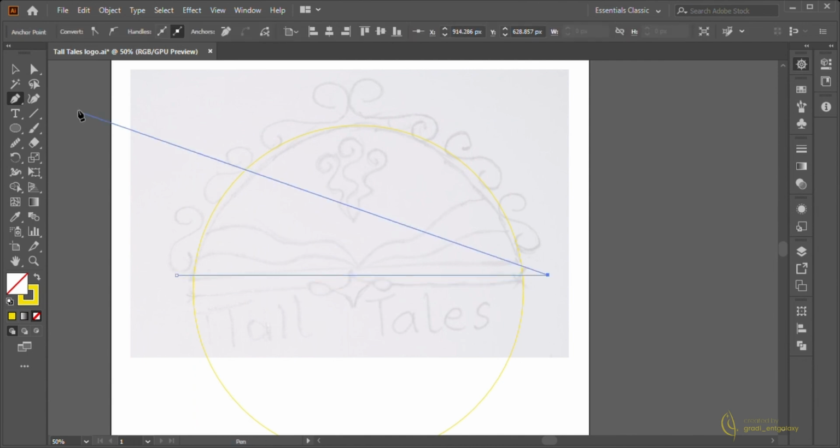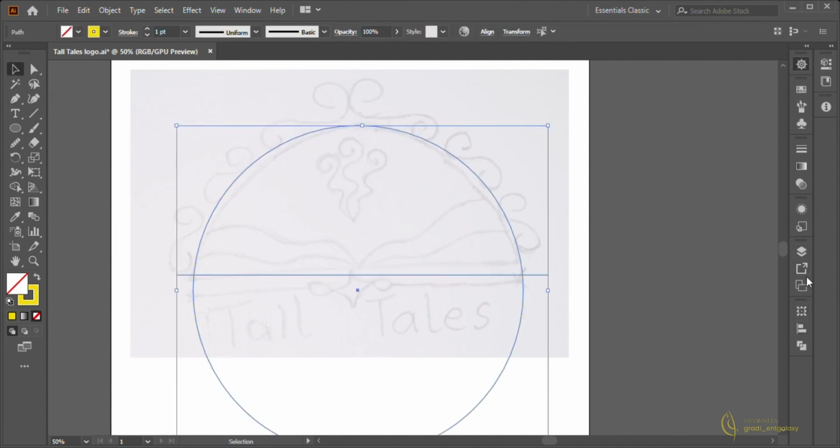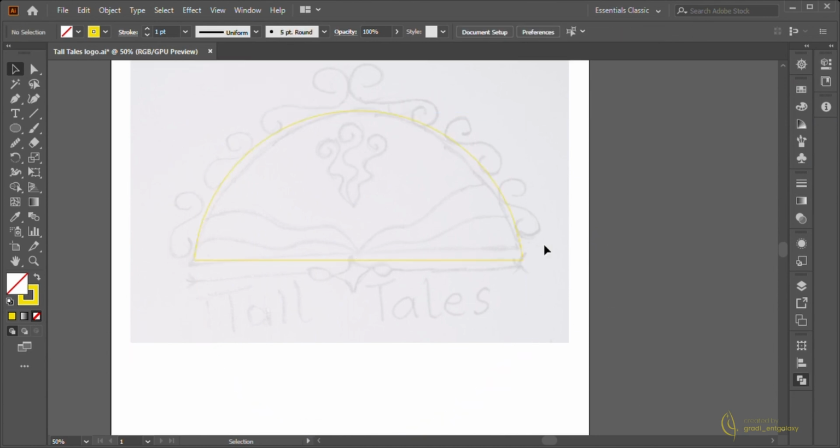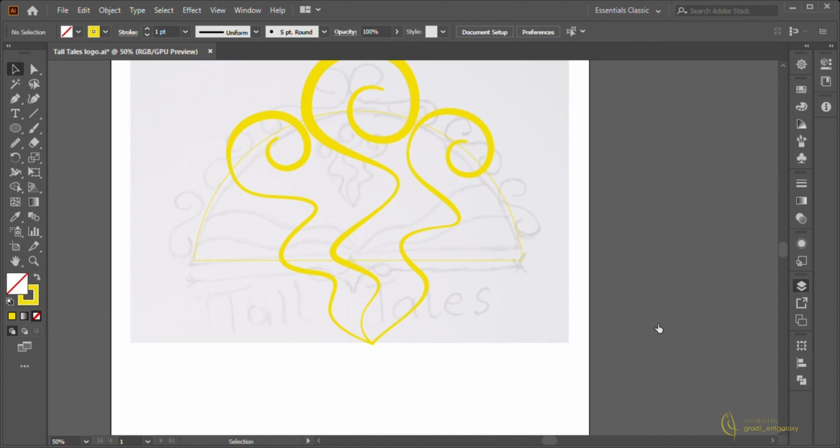geometrical shapes. I'm using the ellipse tool along with the pen tool, and dividing the shape by using the pathfinder tool and removing the lower side of the shape. So this is the semicircle that I have achieved.